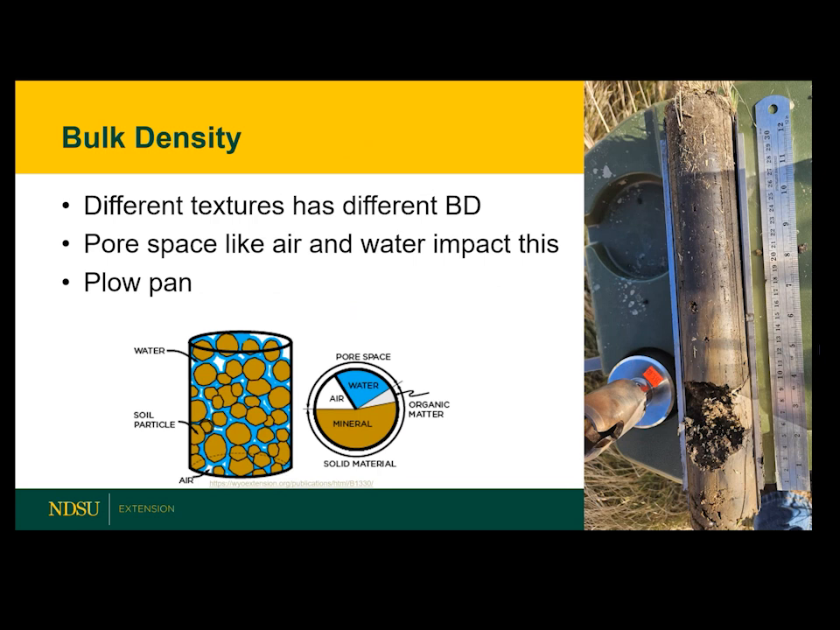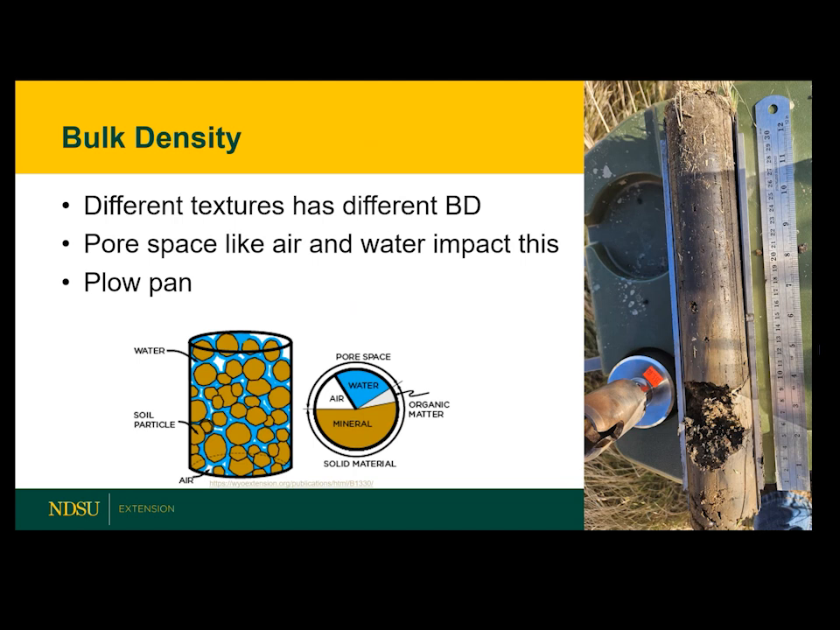Bulk density. So we're back to that pie chart here. We've got the mineral matter, and the mineral matter has actually been reduced. And so in areas like here in this column, this sodic soil. Sodic is a high sodium content in the soil, so it actually decreases the soil structure.